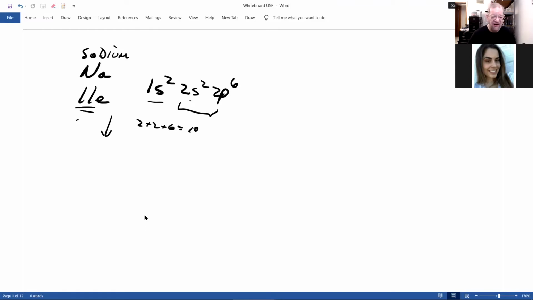So now I have to go to the next shell, lowest energy, and that's 3. And what's the lowest energy subshell in 3? 3s. Remember, a subshell is a number and a letter. And how many can I put in there? 2, but 11 minus 10 equals 1. So I'm done. And it is 1s2, 2s2, 2p6, 3s1. And that's how you do it. Any questions?